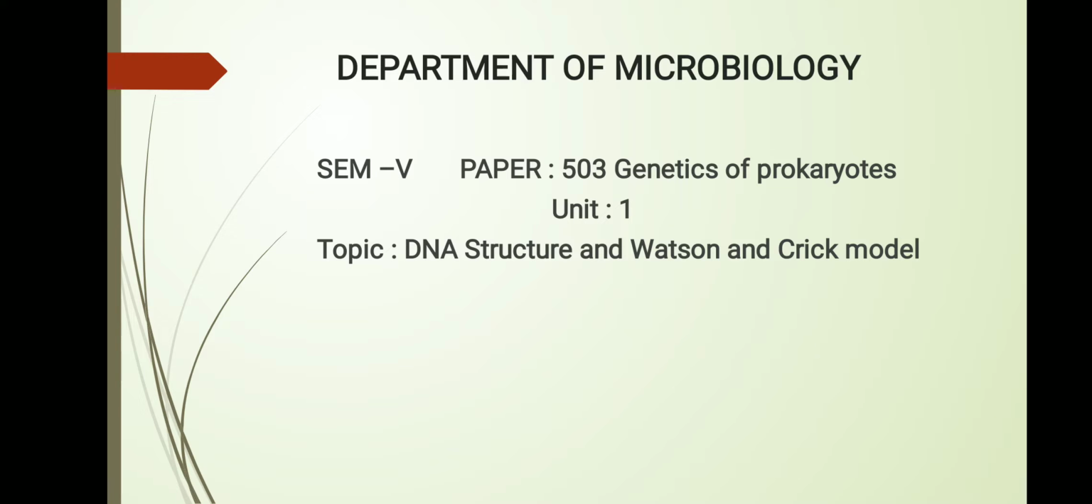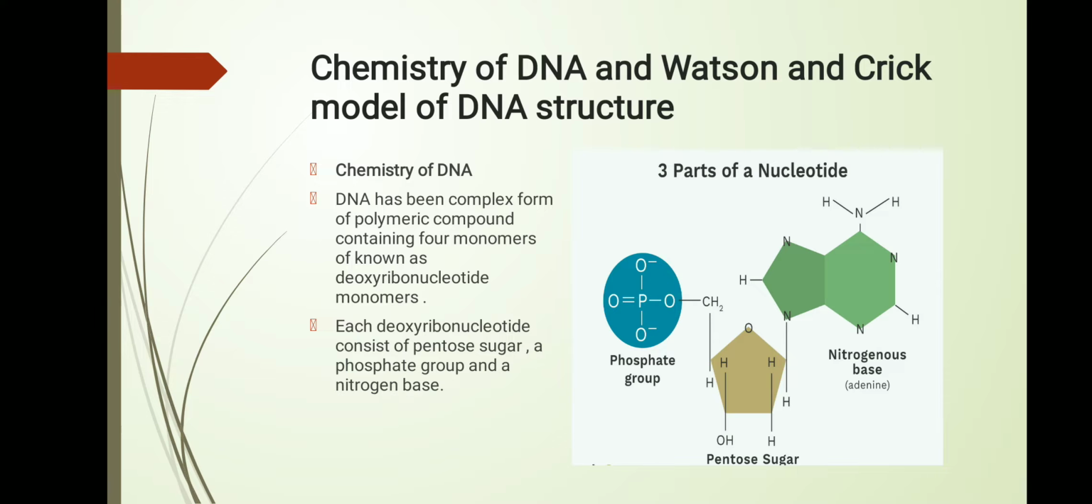Today we discuss the chemical structure of DNA and the Watson and Crick model of DNA. Before we learn the chemical structure of DNA, we should know what DNA is. DNA is deoxyribonucleic acid, which is responsible for transferring genetic information from one generation to another. Genetic information is transferred from one generation to another only due to DNA.